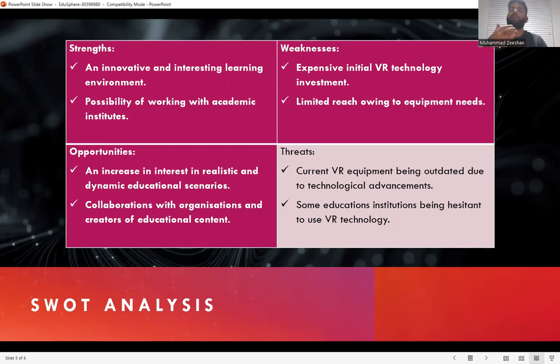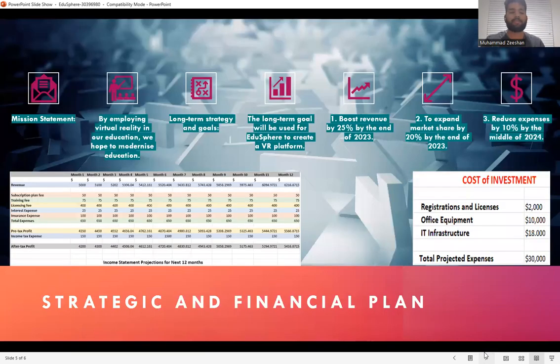Now we will talk about the threats. The threats related to VR technology are current VR equipment being outdated due to technological advancements, and some education institutions being hesitant to use VR technologies because they are too expensive and sometimes not good for the eyesight as well. So now we will move to the next slide.